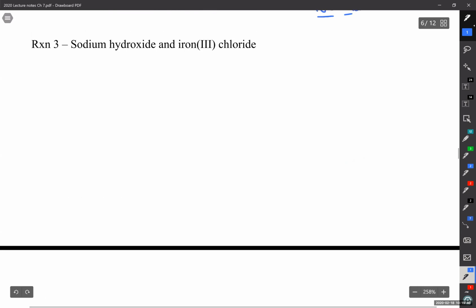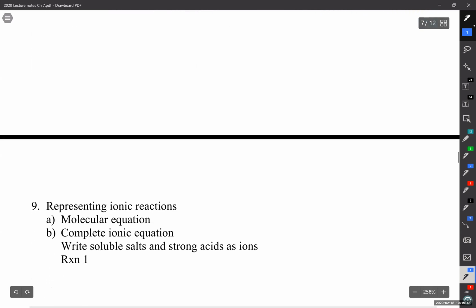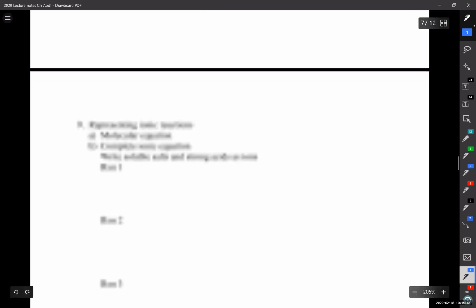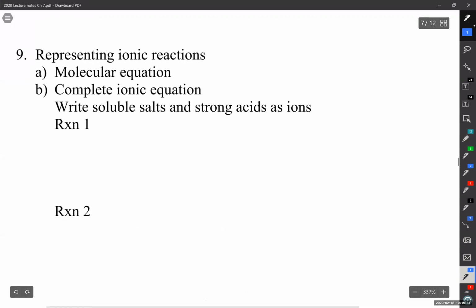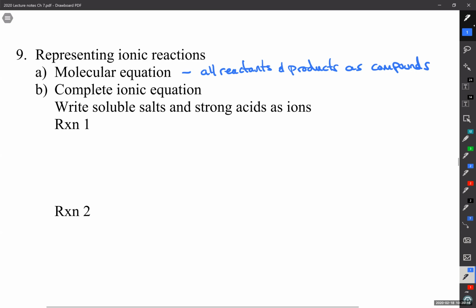So what I want to do, I'm not going to do number 3, but I want to show you question 9. What we've done so far is molecular equations. Molecular equations have all reactants and products as compounds, neutral charge, cations and anions together, that kind of thing.